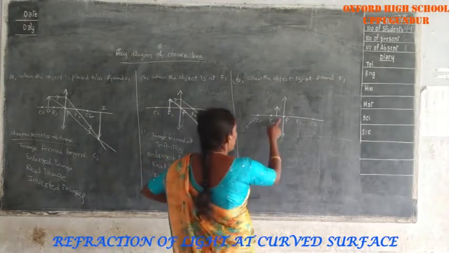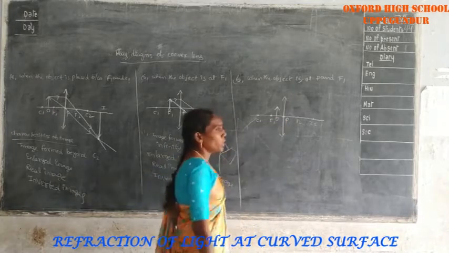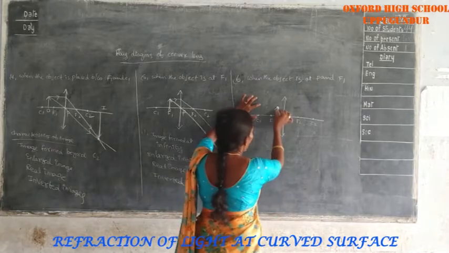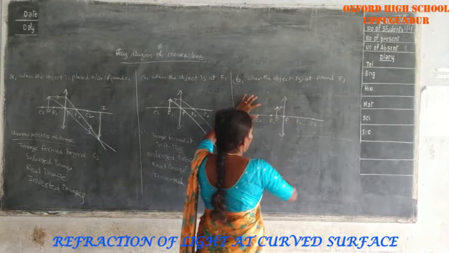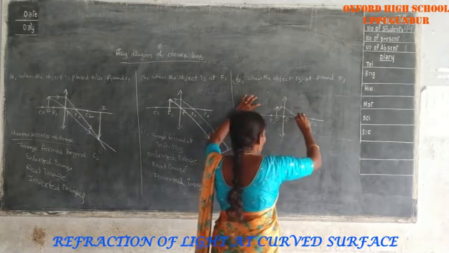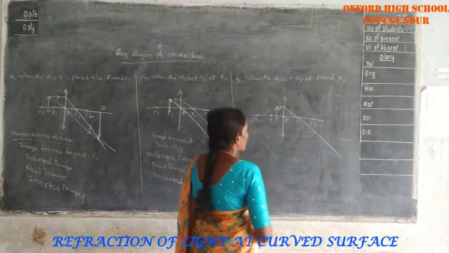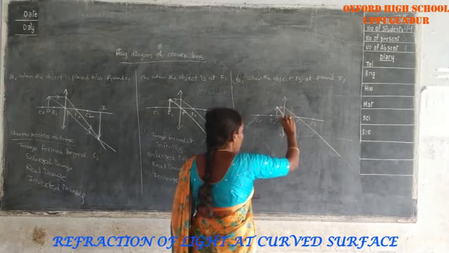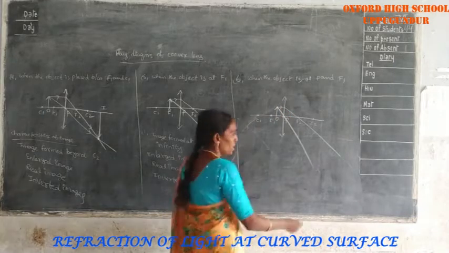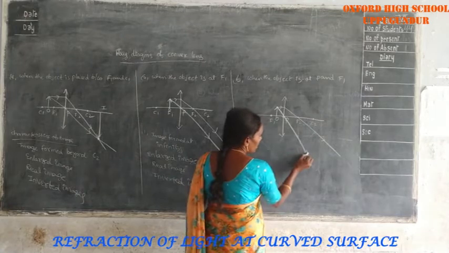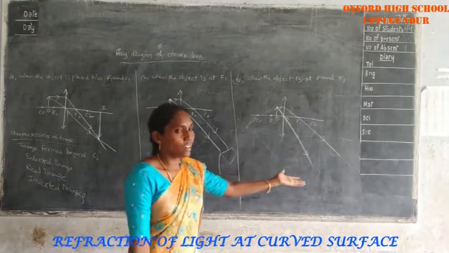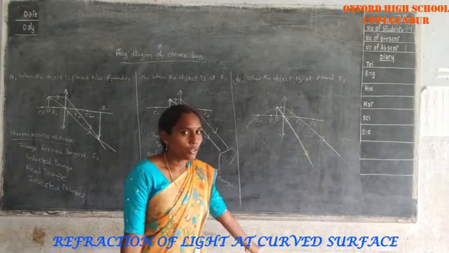See, if an object is placed between pole and focus, where will the image be formed? Here the first light ray is coming from the top of the object. After refraction, it will pass through the focus. The second light ray passes through the optic center, which means it does not deviate. This is the refracted ray and this is the second refracted ray. Actually, these two refracted rays are not parallel to each other.